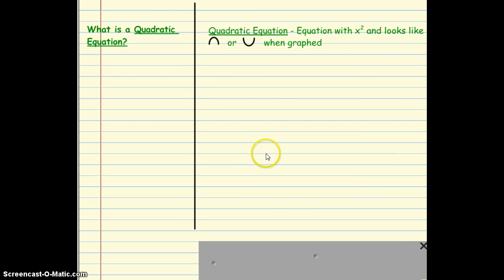Alright, first vocabulary word is what is a quadratic equation? A quadratic equation is an equation with x squared, and when you graph it, it looks like an n or a u. It can be either way.